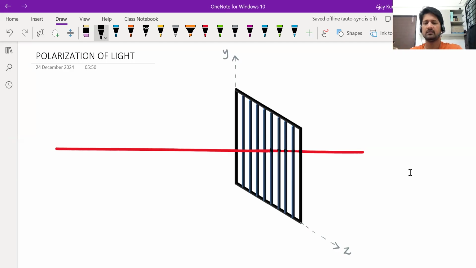The idea that you shared is also correct. In sunglasses, there is polarization. Okay, that's correct. Basically, we are understanding the science behind that, what actually happens.